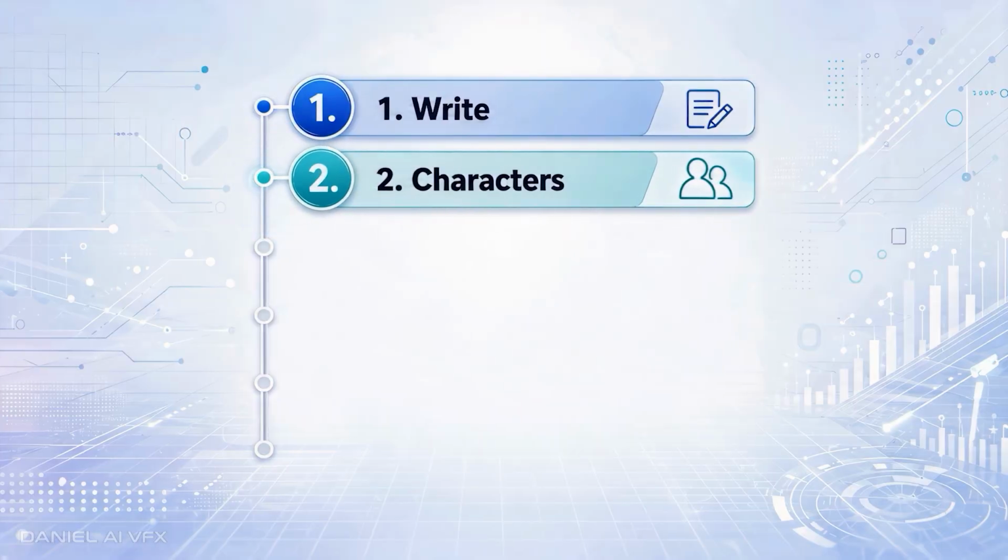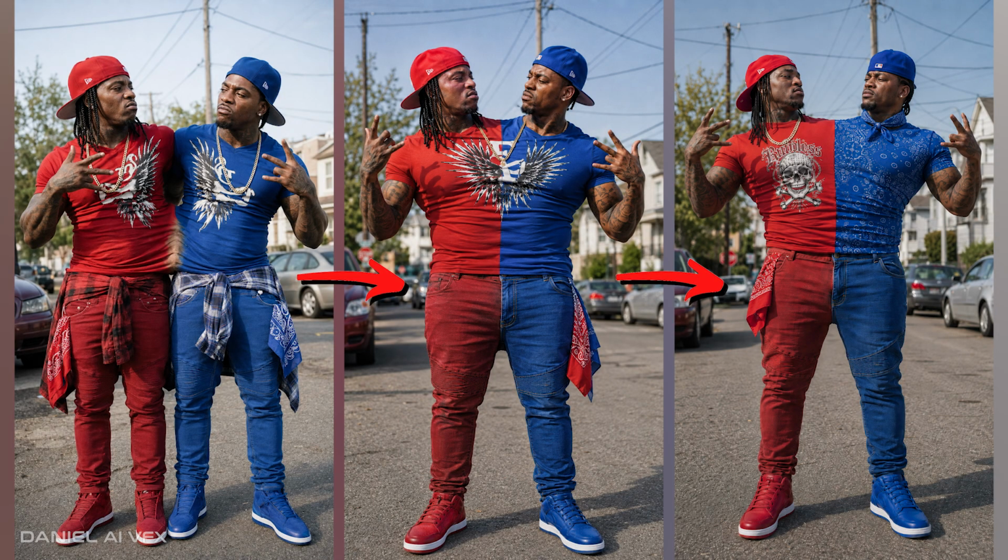Step 2, characters. So I didn't know exactly how I wanted them to look, so I tried a few different options. One where they're joined at the hips, and then one in their final form, which I felt was the funniest option. We would have the most comedy from this setup.